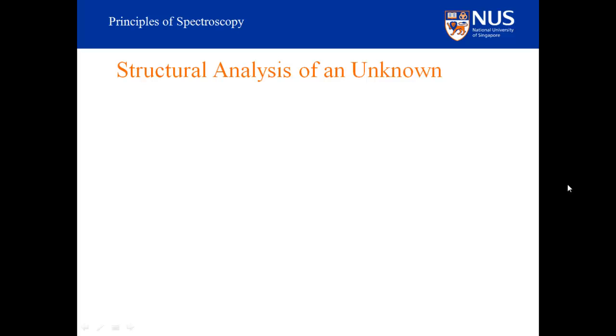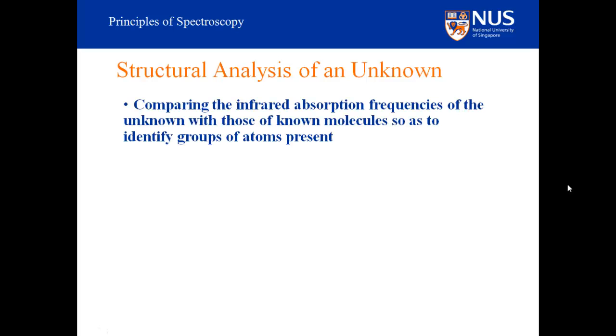Let's have a look at the structural analysis of an unknown sample. And this is where we're going to become a little bit more applied. We've done all the principles for rotational and vibrational spectroscopy, but it does have a variety of applications beyond what is purely theoretical. If we compare the infrared absorption frequencies of an unknown with those of known molecules, we can frequently identify functional groups that are present in the molecule. We could potentially identify the molecule itself with its characteristic infrared spectrum.